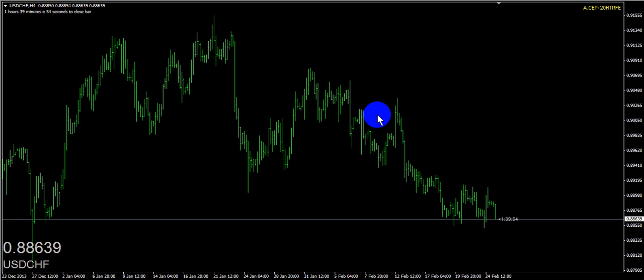I'm going to go over the 5 major currency pairs: US dollar Swiss, pound dollar, euro dollar, US dollar Japanese yen, and Aussie dollar. So here we have the US dollar Swiss currency pair on the 4-hour chart.